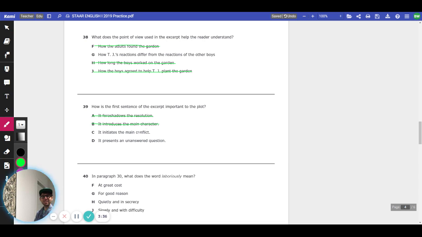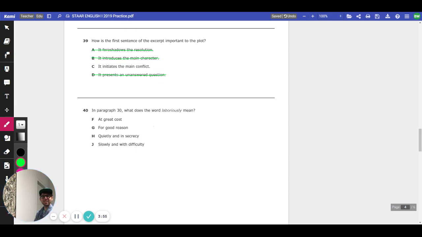It initiates the main conflict. Well, now the conflict here is that these boys are on a roof and they shouldn't be, and they're doing work up there that they shouldn't be doing. So that could be it. And it presents an unanswered question. Well, we know it's not that, because the question is immediately answered what they're doing up there. So, boom, C.